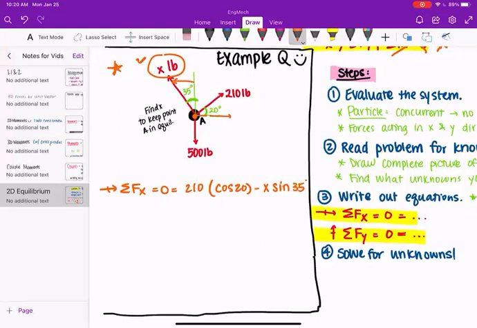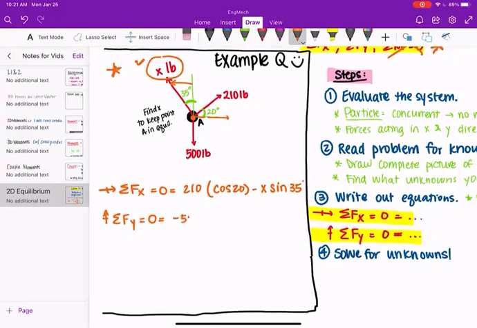So technically I'm done because I have one unknown, which means I only need one equation. But I'm going to show you how to write out the other one just so you know. The sum of the forces in the y direction is 0 by definition, and I'm calling the up direction positive. So I know right off the bat that 500 pounds is negative and it's going straight down, so it doesn't have any trig involved.